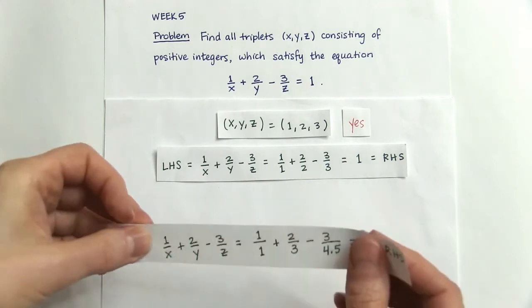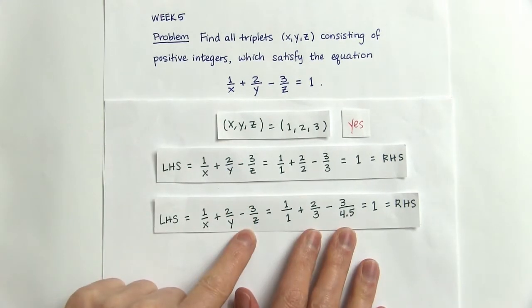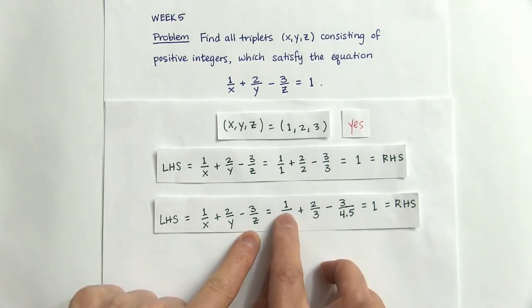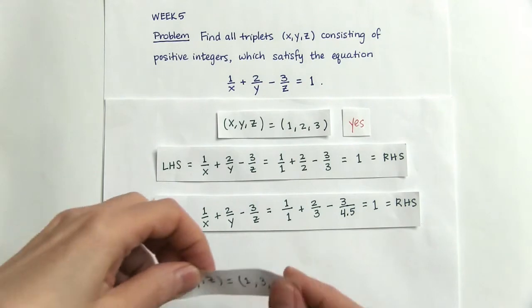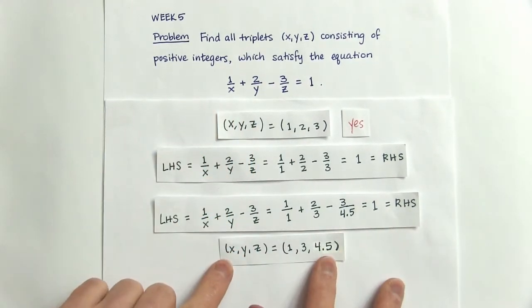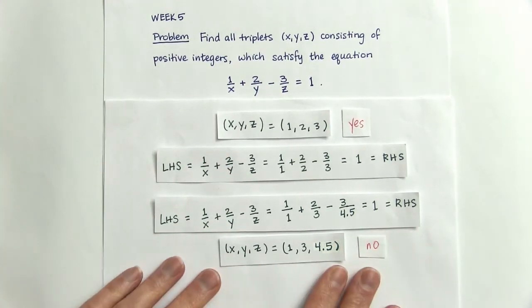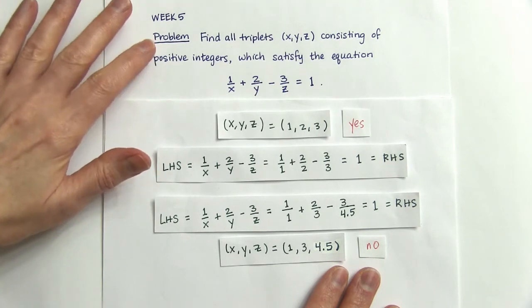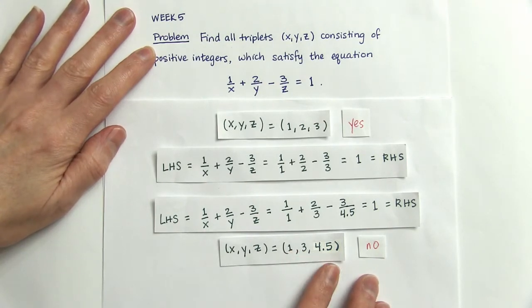As another example, okay, I've found another triple x, y, z that solves this equation. I put x is 1, y is 3, and z is 4.5. And if you do the math, this sum does equal 1. And so x is 1, y is 3, and z is 4.5 satisfies this equation. But this is not a solution to the problem either, because the problem specifies that we need to find x, y, z that are positive integers. And while x, y, and z are all positive, z is 4.5, which is not an integer. So this is not an acceptable solution to the problem.